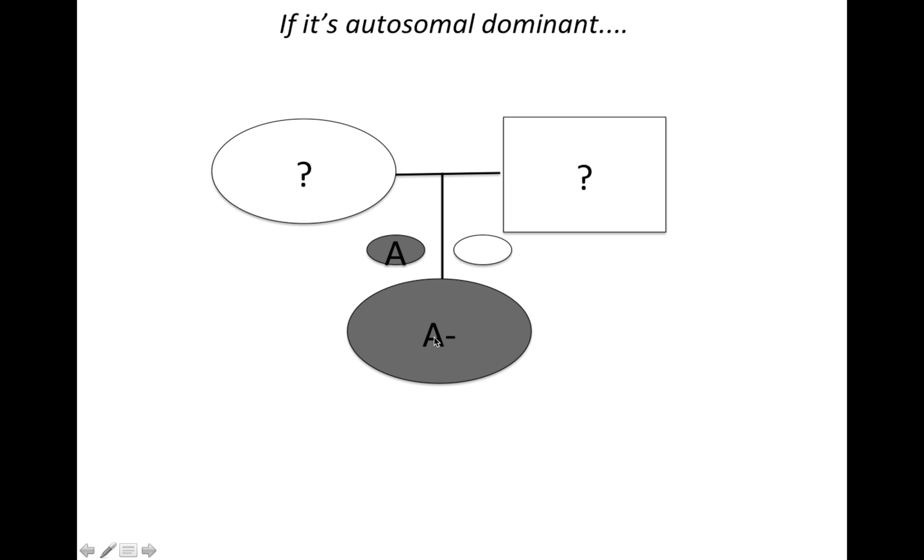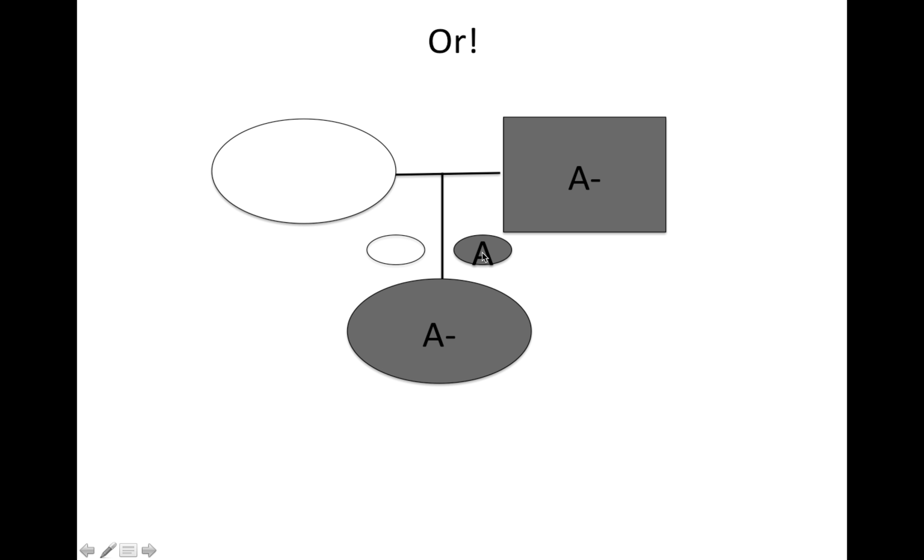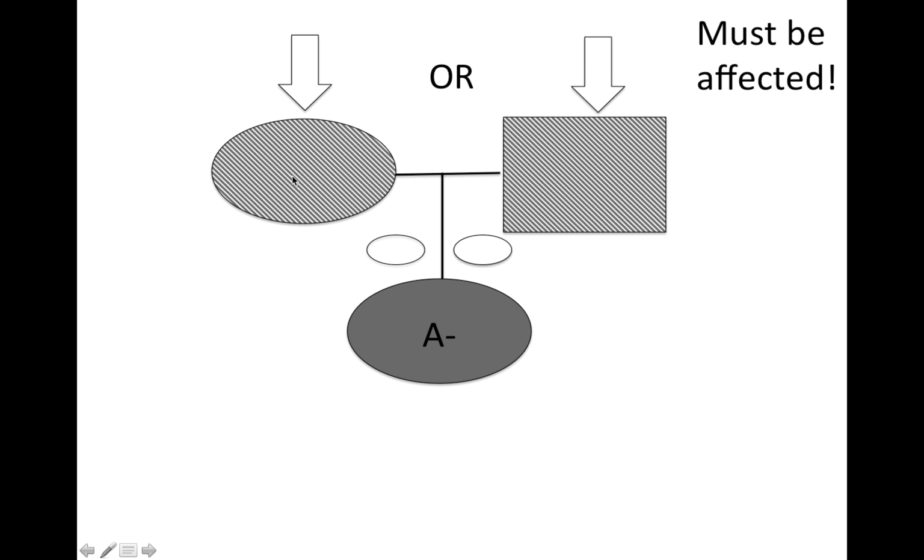So if that's so, then either this individual inherited it through the egg cell, in which case they must have an affected mother, or they inherited it through the father, in which case they must have an affected father. Or they could even have inherited it from both of their parents, in which case they would have two affected parents. And so what we've learned is that individuals that are affected with an autosomal dominant trait must have at least one affected parent.